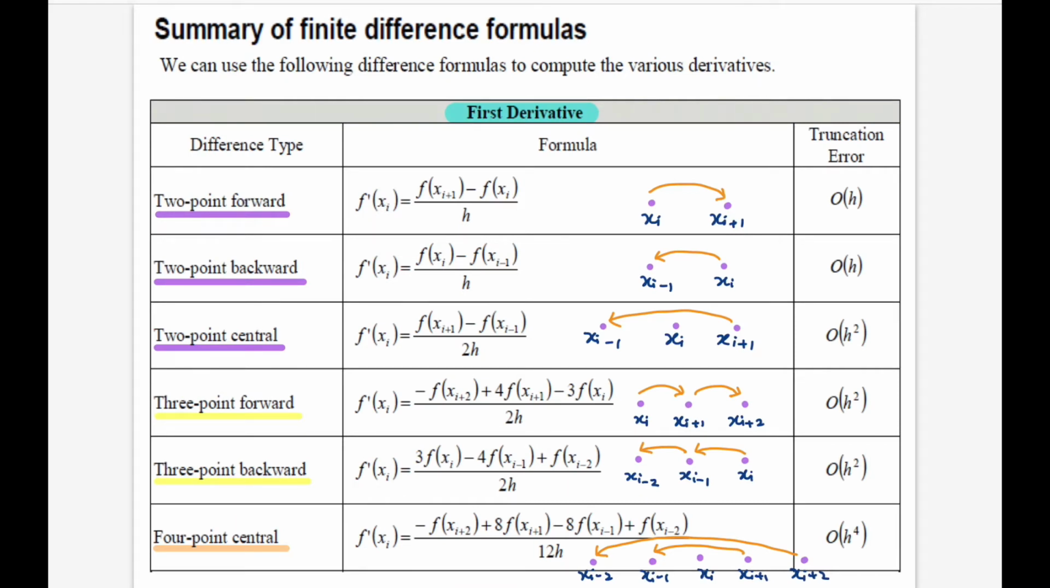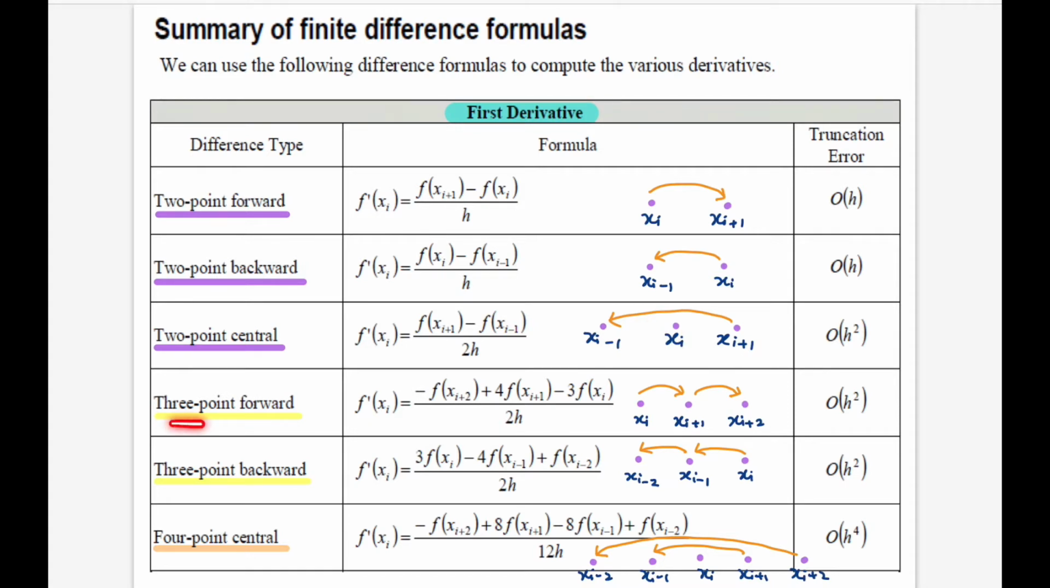So we can use the following difference formulas to compute the various derivatives: 2 point forward, 2 point backward, 2 point central. For 2 point forward, this is your xi and this is your xi plus 1. For 2 points backward, this is your xi, and you will use points xi and xi minus 1. For 2 points central, this is the value that you want to find, xi, so you will use xi plus 1 and xi minus 1 to get this xi.